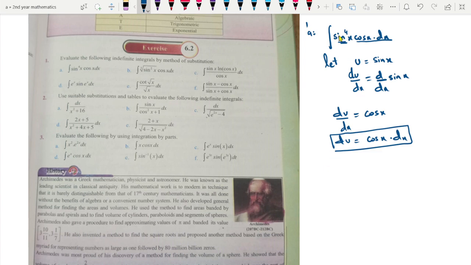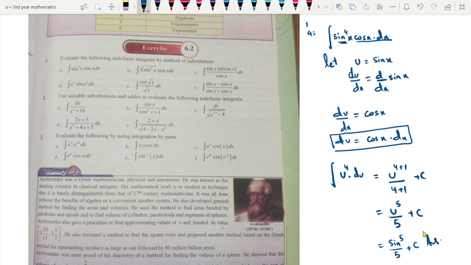So this will become the integral of u power 4 du. This is equal to u power 4 plus 1 divided by 4 plus 1, plus c, which is u power 5 divided by 5 plus c. Now put the value of u, which is sine of x. So sine power 5 of x divided by 5 plus c. This is our answer.